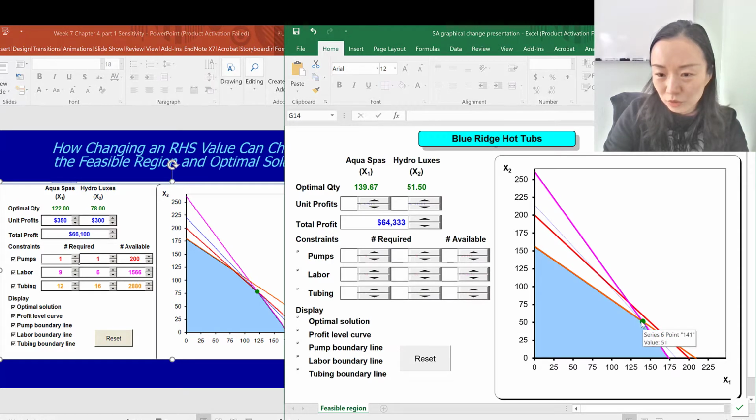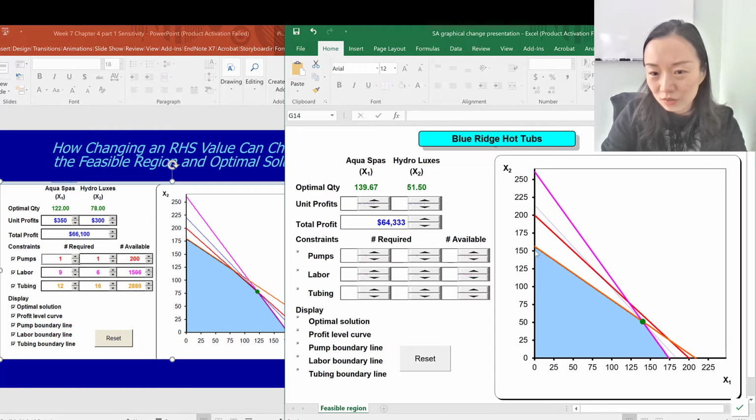This optimal solution gets changed, right? So this line originally did not define where the optimal solution is. Now it plays a role in defining where our optimal solution is. And this red line becomes a redundant constraint.